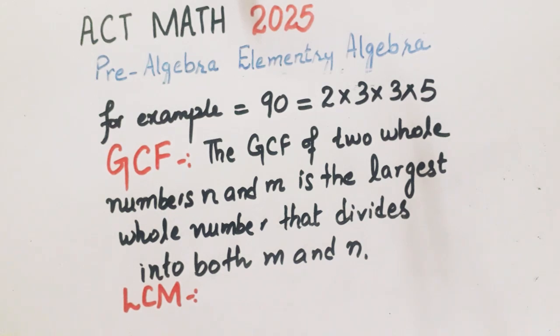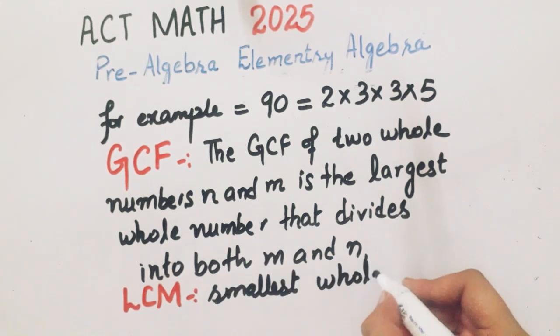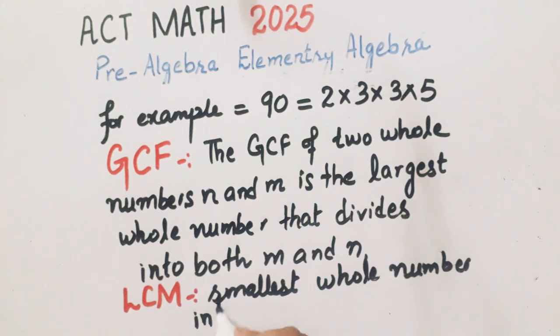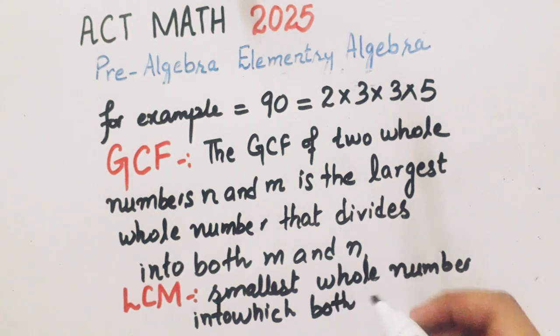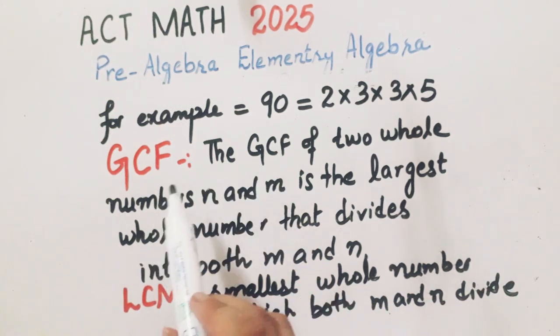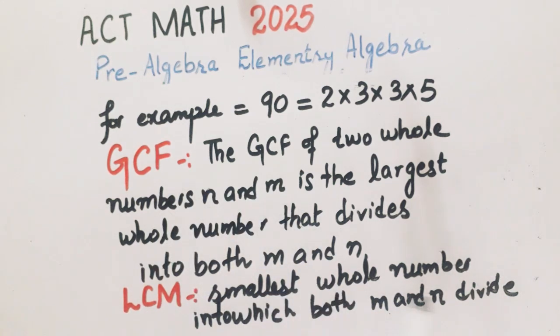The least common multiple is the smallest whole number into which both m and n divide. So GCF is the greatest common factor and the LCM is the smallest whole number. So this is the difference.